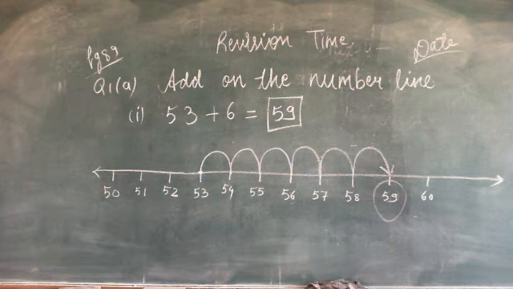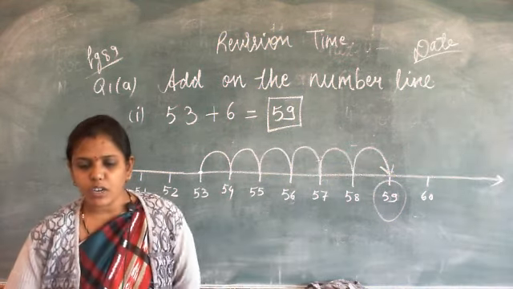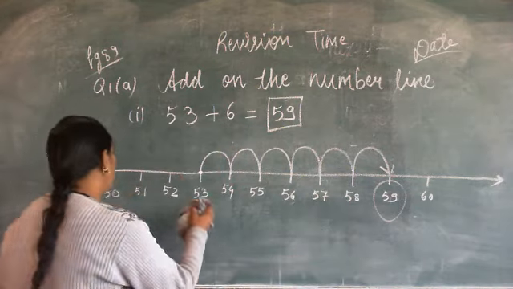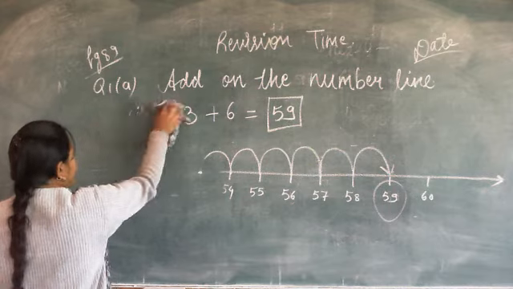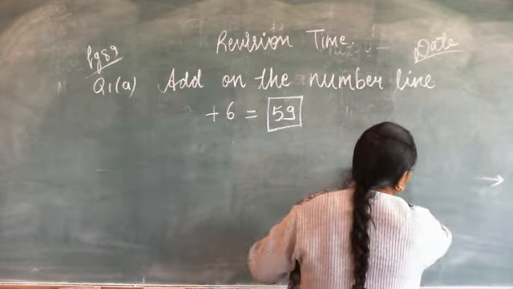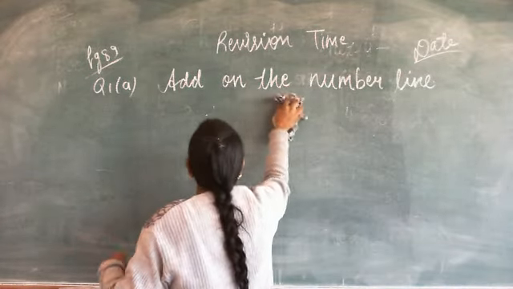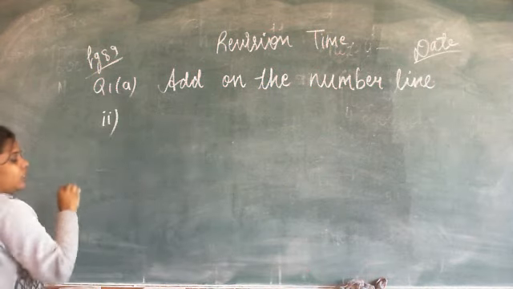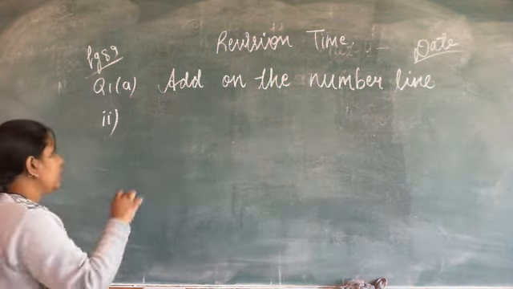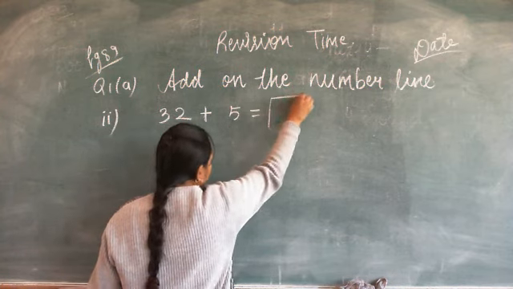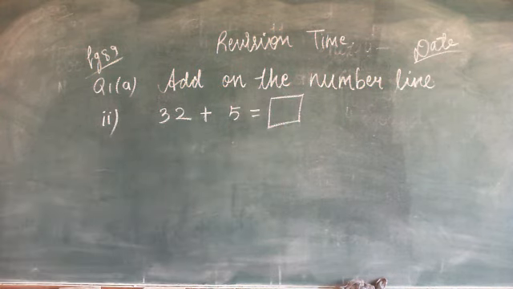I hope all of you have done it. Now the second question which we are going to do is not given in your book. So this is extra question. So write second, and write the question. 32 plus 5 is equals to. Write the question fast.